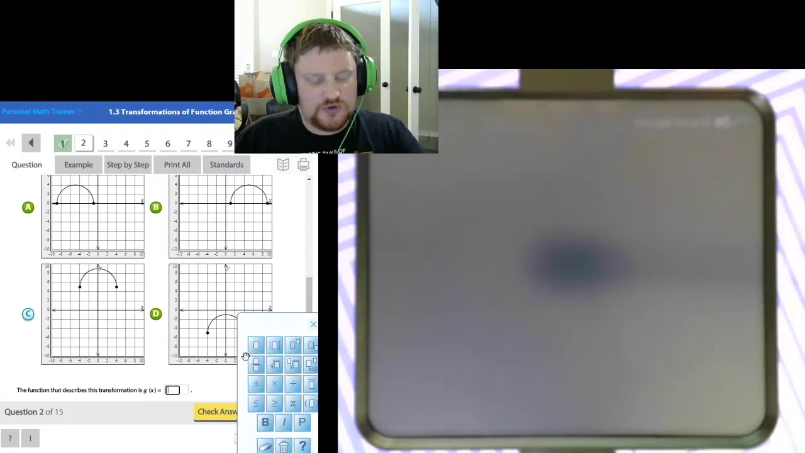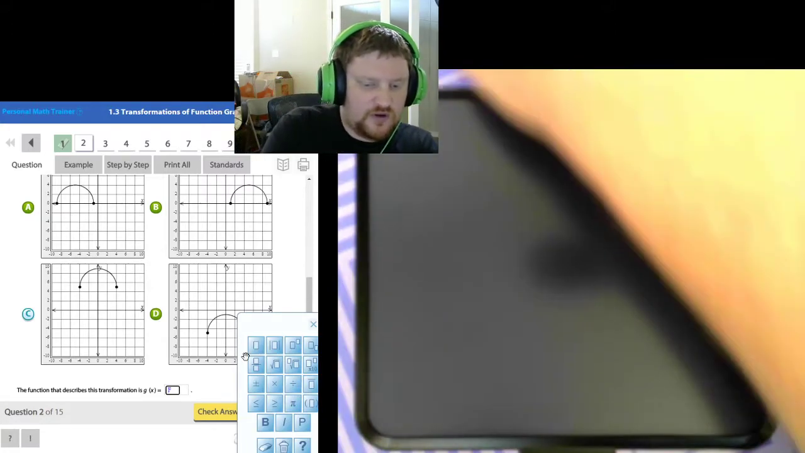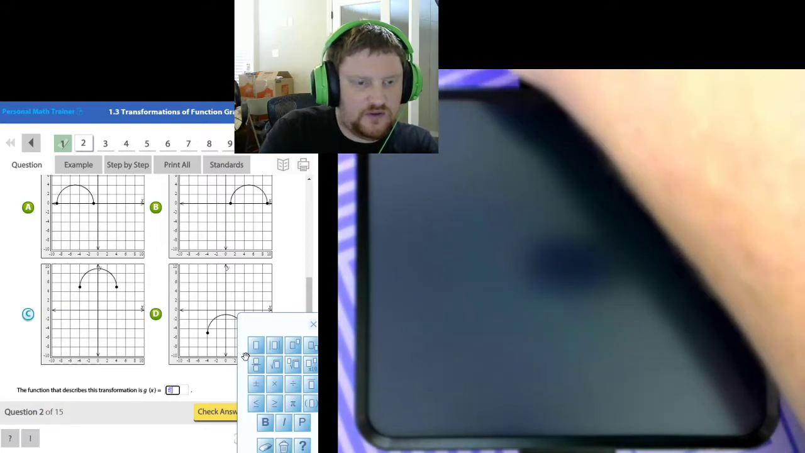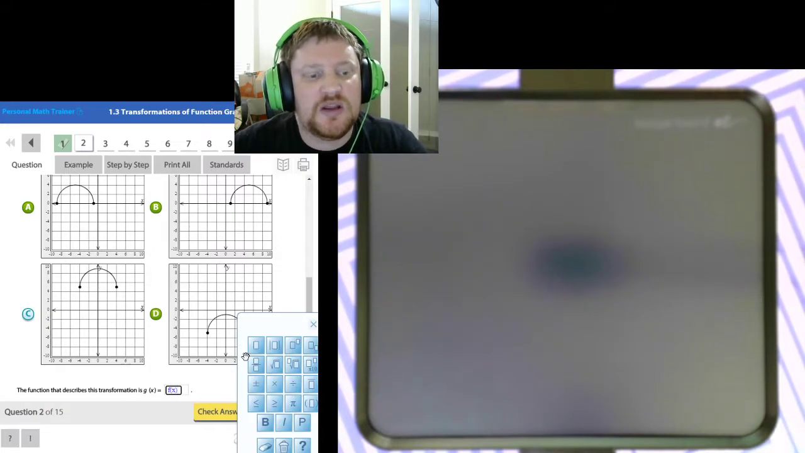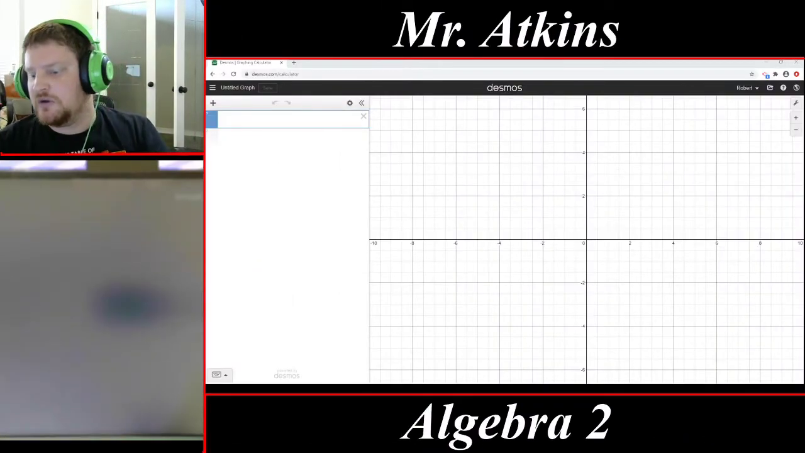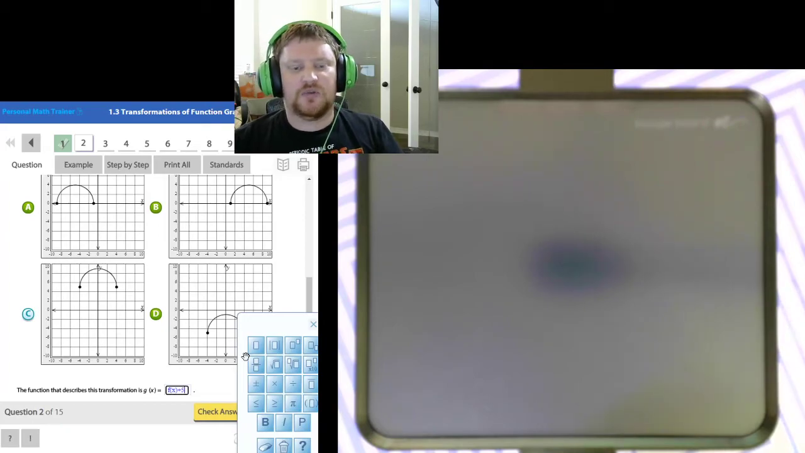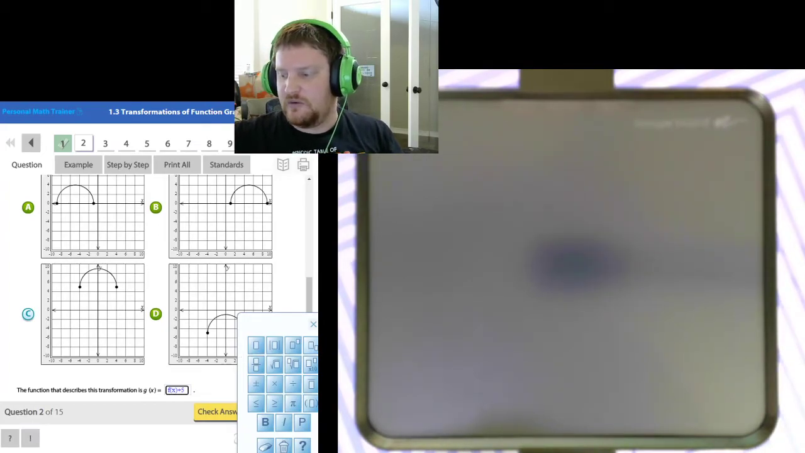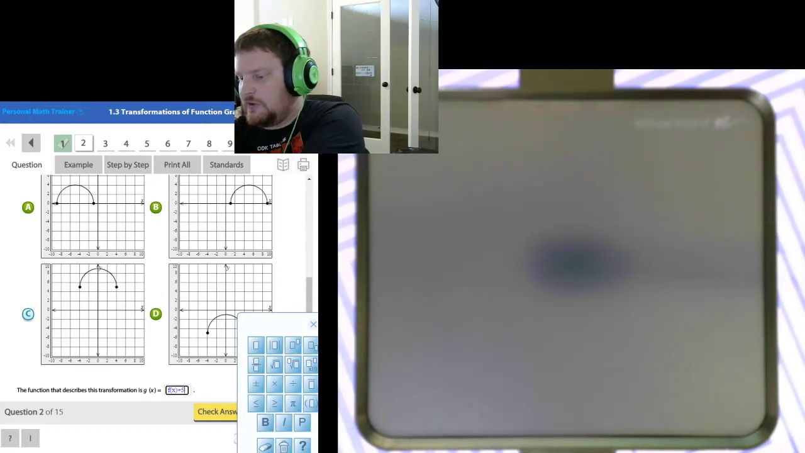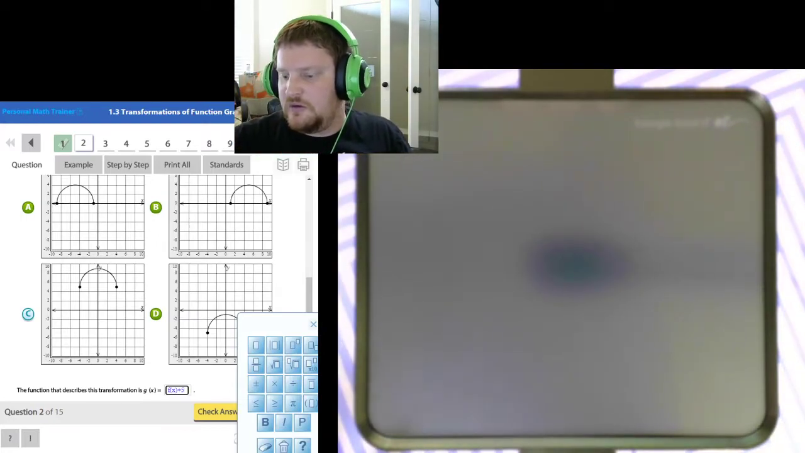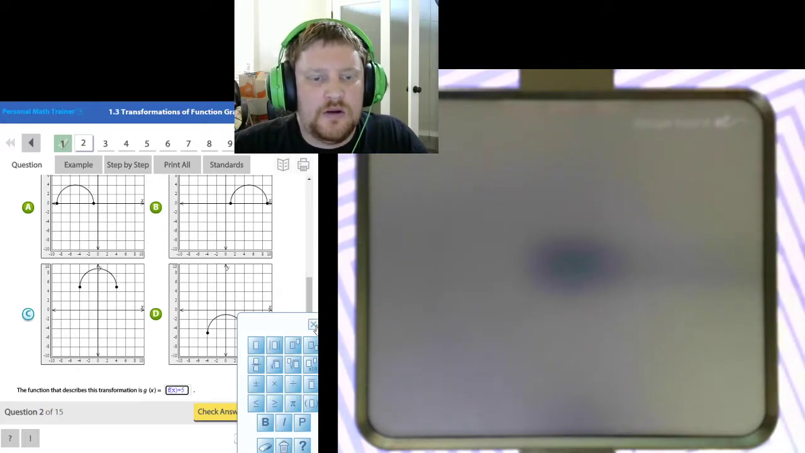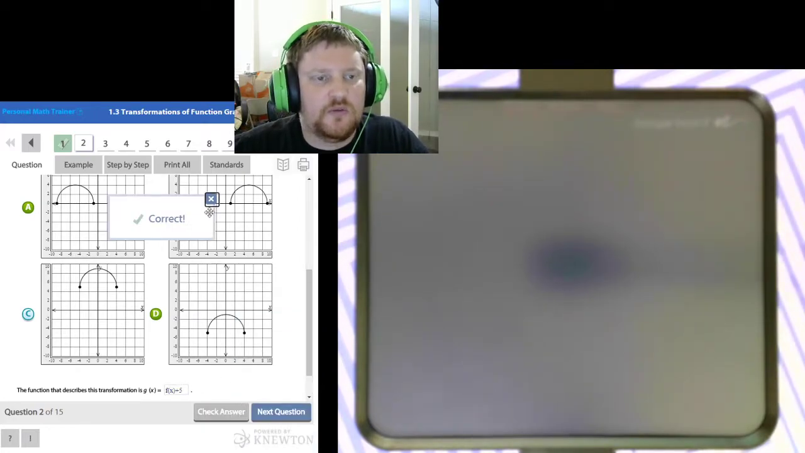And in order to describe this transformation, I've got lowercase f of x. And since we're moving up or down, that's going to be outside of the parentheses. This is moving up, so it's plus 5. All right. Let me fix this here. Got everything in the wrong spot today. There we go. That is f of x plus 5. We are correct. Next question.